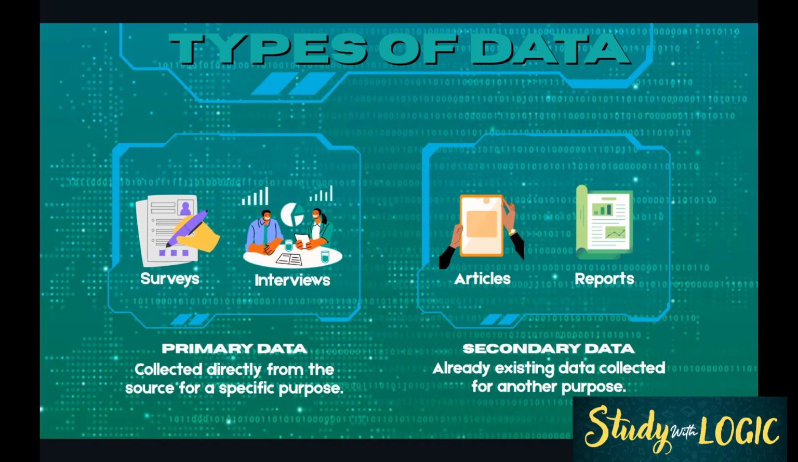So, primary data is basically something that you put efforts into, and you do surveys or questionnaires, and the information that you get and you analyze it. So, that information is primary data.